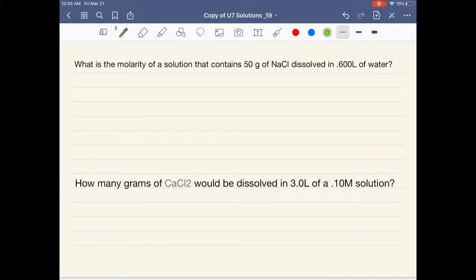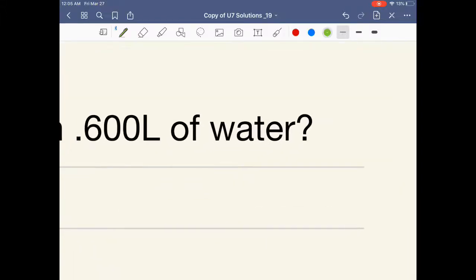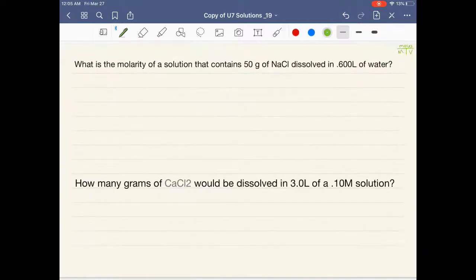All right, so let's take a look at 2 more examples. These are going to incorporate some skills that you all learned in Unit 5. So again, I'm going to write over here in our corner, what is our triangle? For molarity, you have moles over molarity and volume. So let's take a look at number 1, identify what they have given us. It says, what is the molarity, capital M, of a solution that contains 50 grams of NaCl in 0.6 liters of water? So there's our volume.